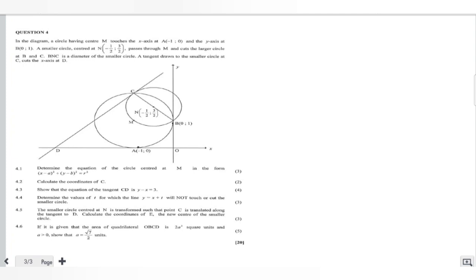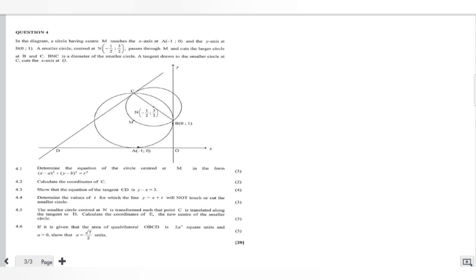We can find the center because the x value of M is -1 and the y value of M is 1. That's how you have to take it. Even if the center is not given, if the circle is there with the axes as tangents, by inspection we can get the center of the circle. I will show you.